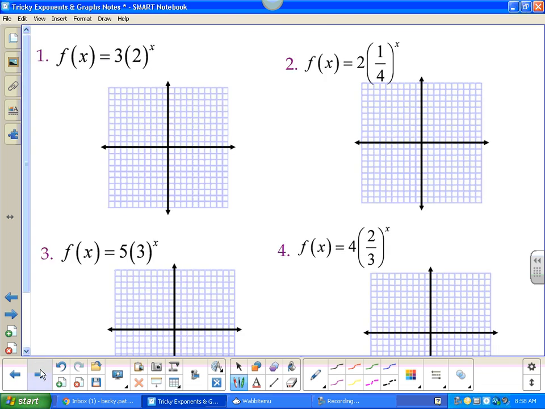Okay, so here we go. We're talking about where's the y-intercept and is it growth or decay? So this one is going to start at 3, which means the asymptote is going to be 1 below that. And 2 is bigger than 1, so it's growth. So it starts low, hits the point, and shoots up. This one starts at 2. 1/4 is smaller than 1. So this is decay. So it starts tall and goes down.